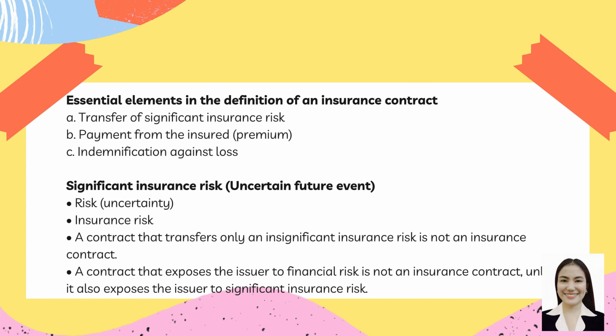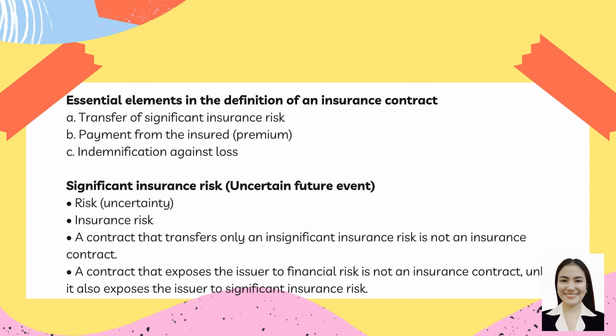And also, we have the significant insurance risk or the uncertain future event. First, we have the risk or uncertainty. Risk or uncertainty is what we said earlier must be significant. Risk is the possibility of loss or injury once the uncertain future event happens. And risk can be speculative or pure risk. Speculative means it results in either gain or loss. But pure risk results only in loss. So, insurance risk includes only pure risk.